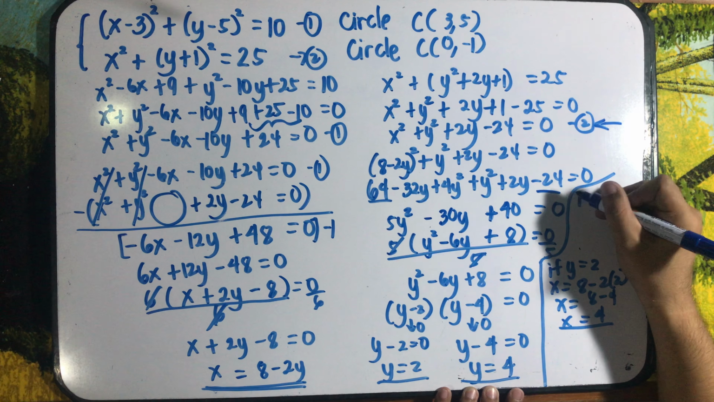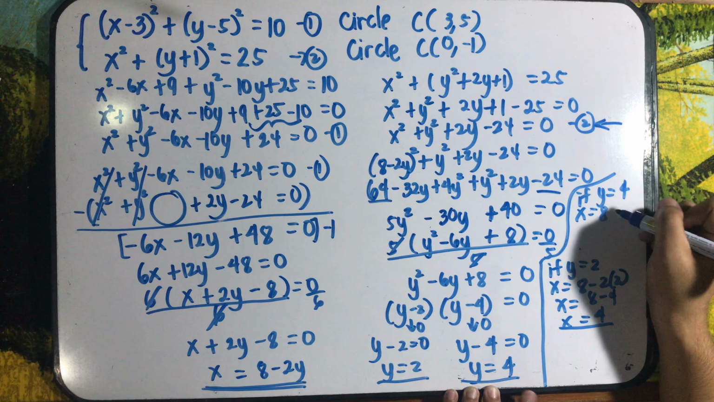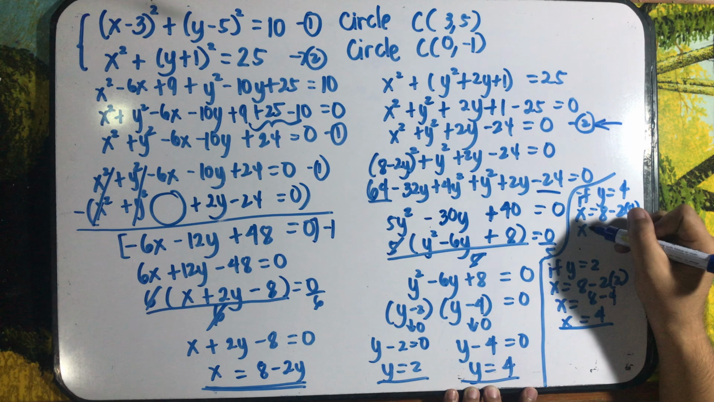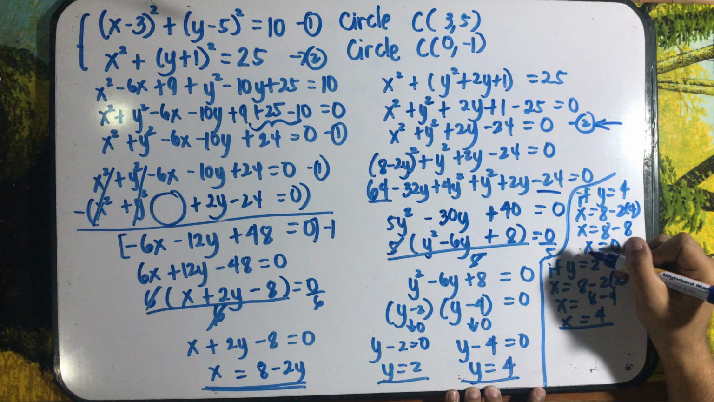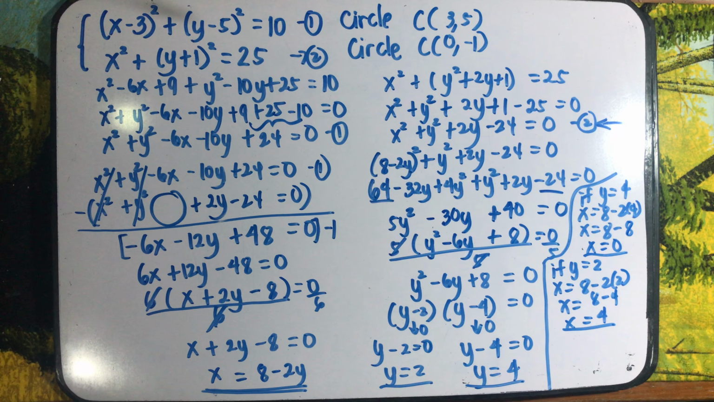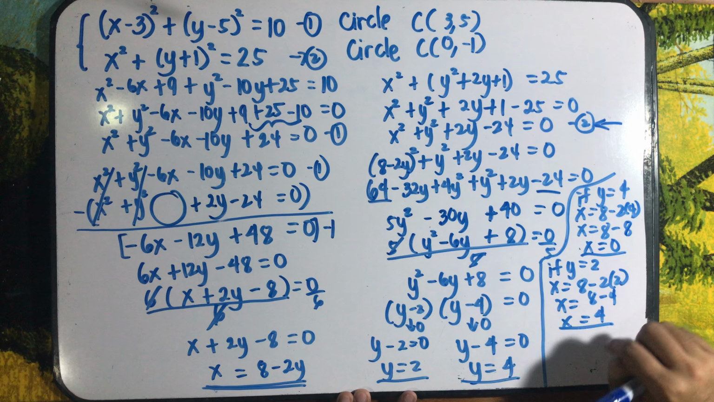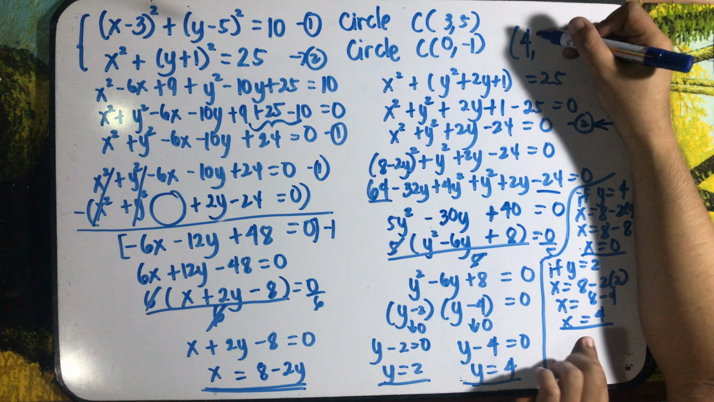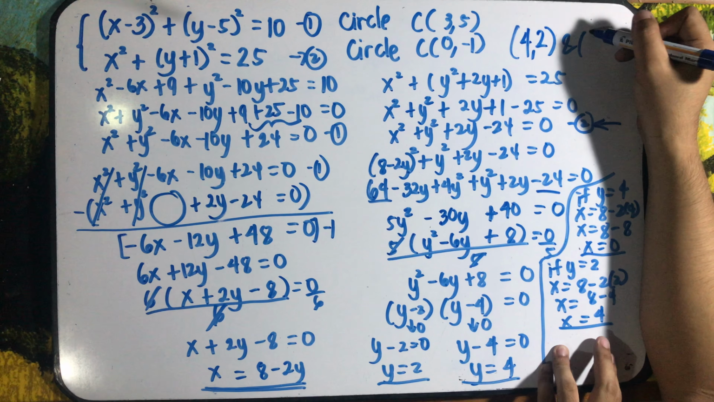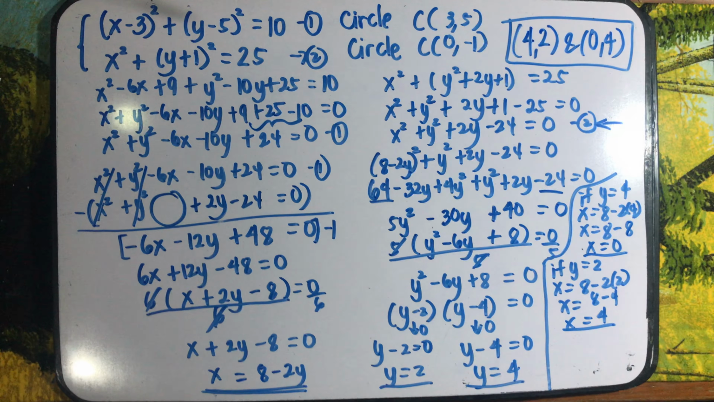Let's try if y is equal to 4, this becomes x is equal to 8 minus 2 times 4. Therefore, x is equal to 8 minus 8. X now is equal to 0. So therefore, our solutions now would be 4, 2, and 0, 4. Again, the solutions would be 4, 2, and 0, 4. And these will be the intersections of the two circles.